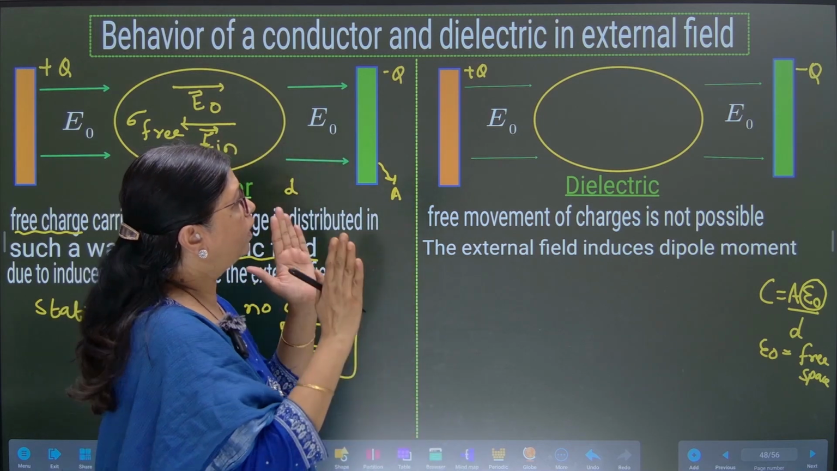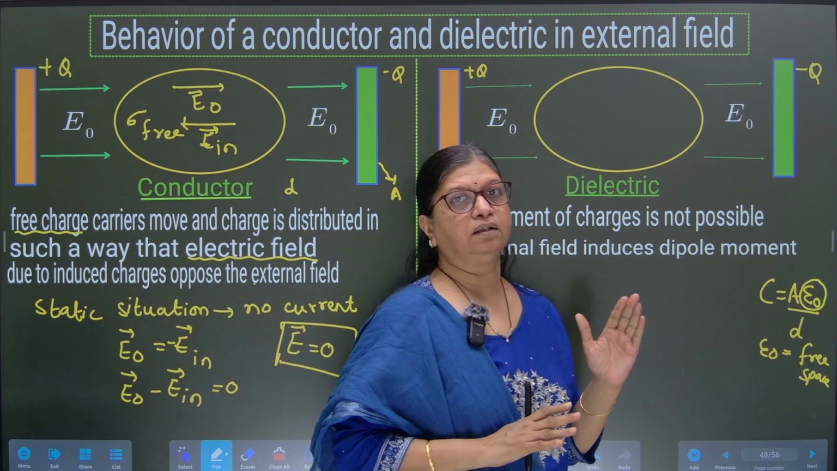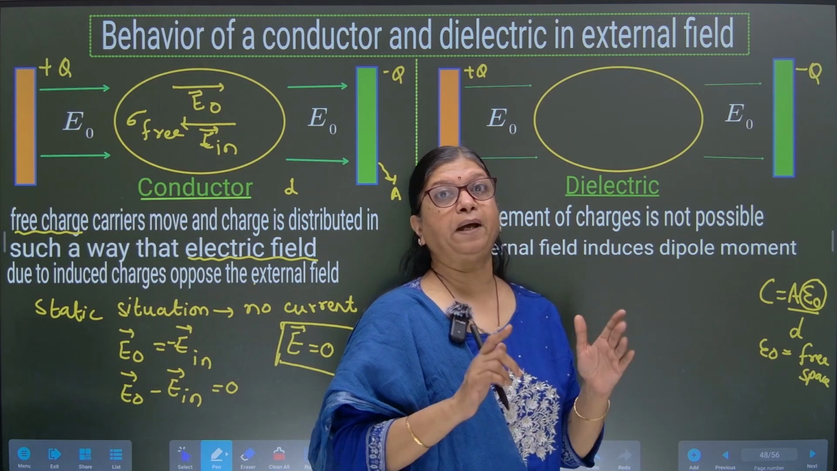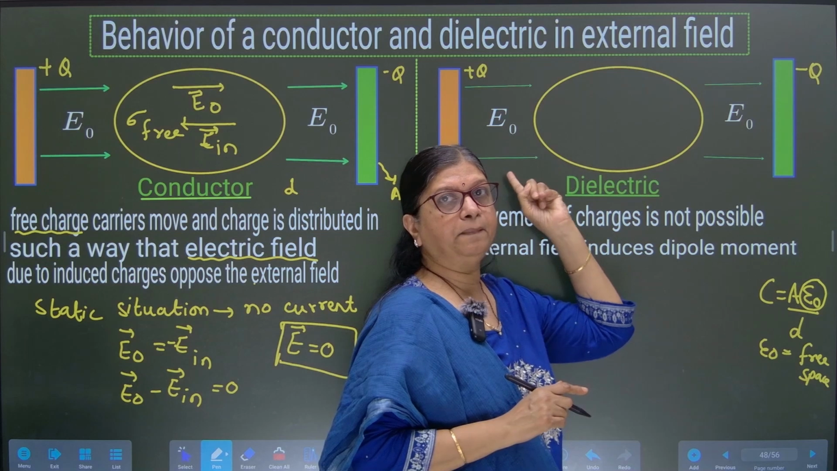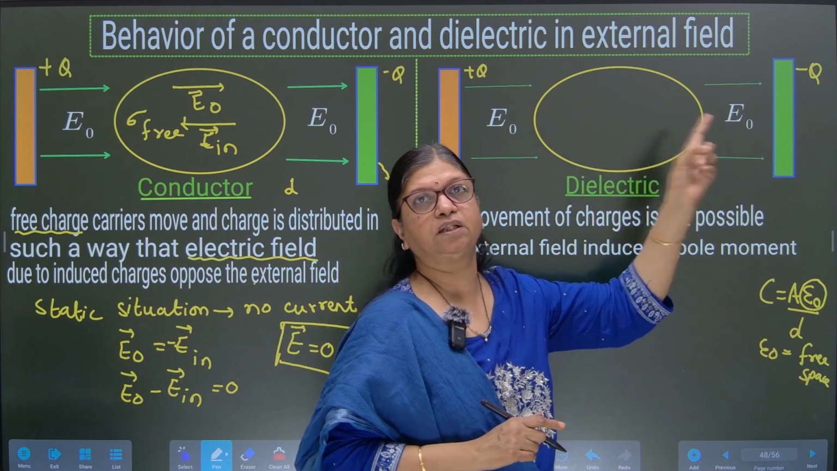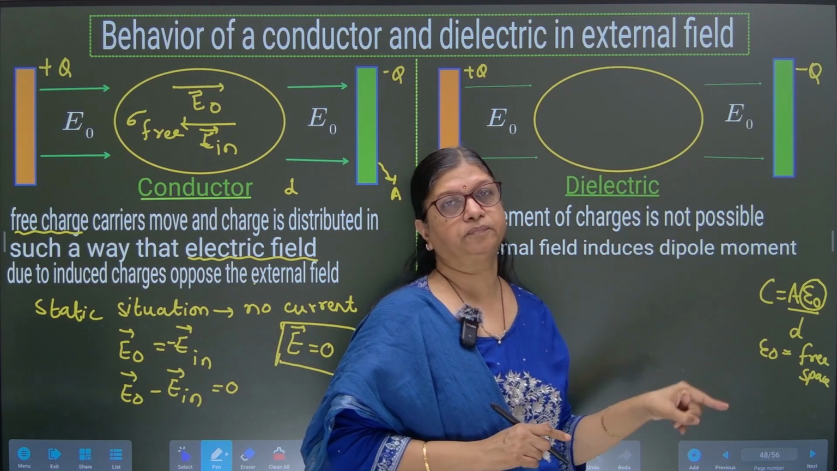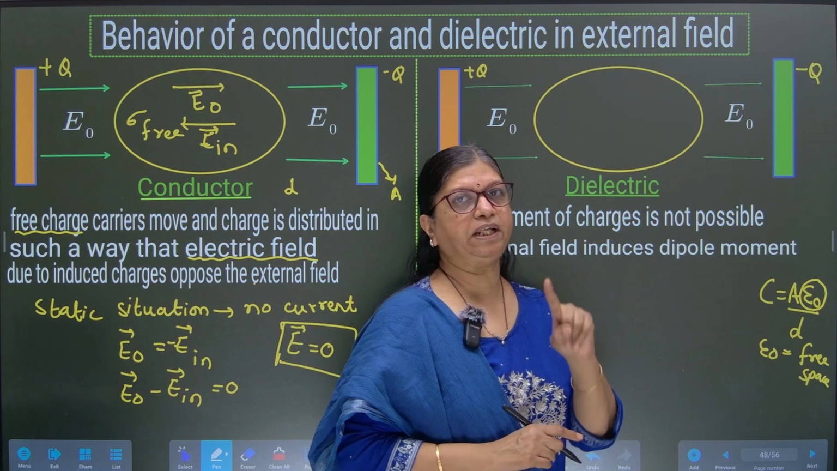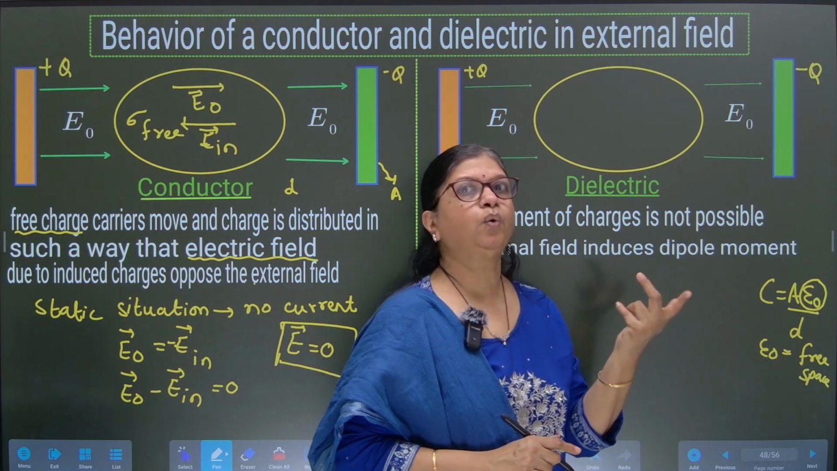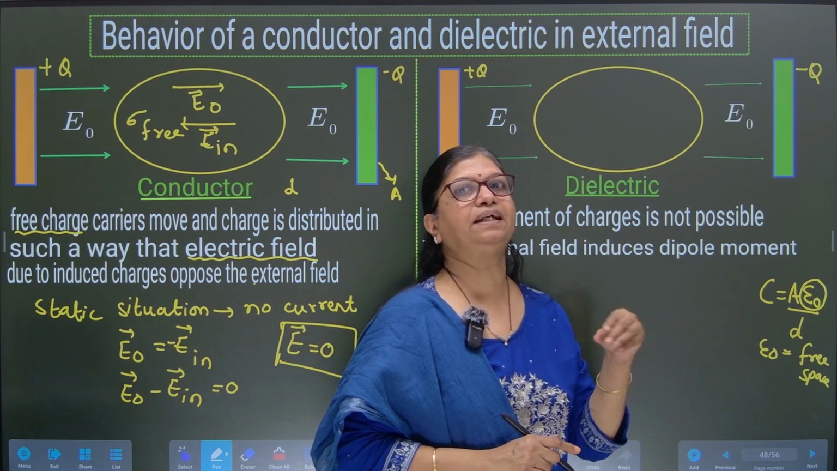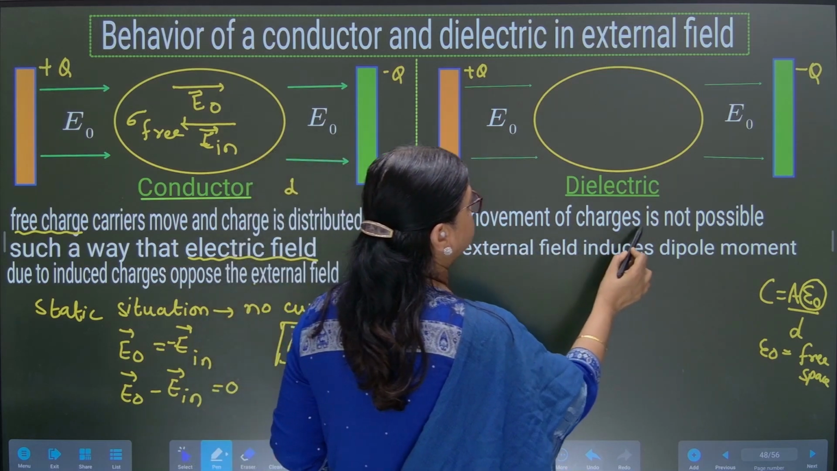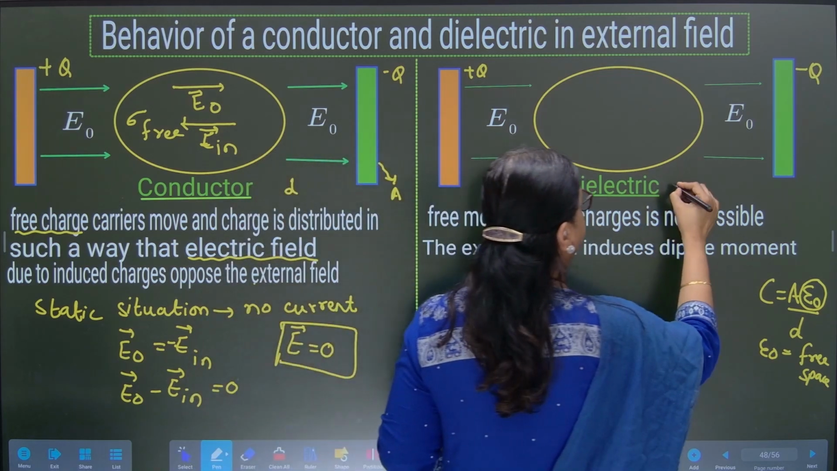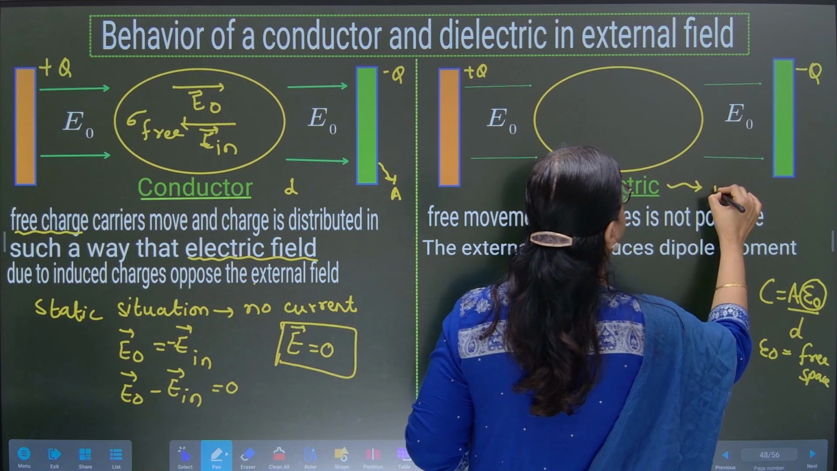Okay. Now let us compare the same situation by placing a dielectric in between the parallel plates of a capacitor instead of placing a conductor. What will happen? That is what is our query. Now, the free movement of charges is not possible. Reason? A dielectric is an insulator.